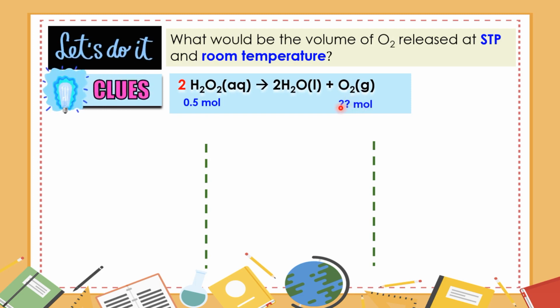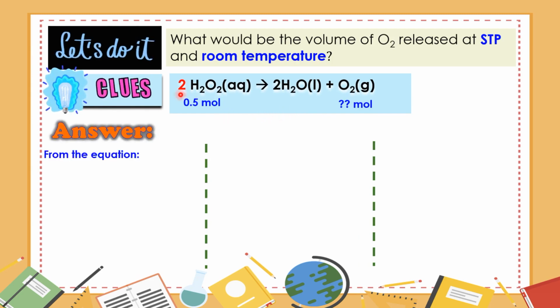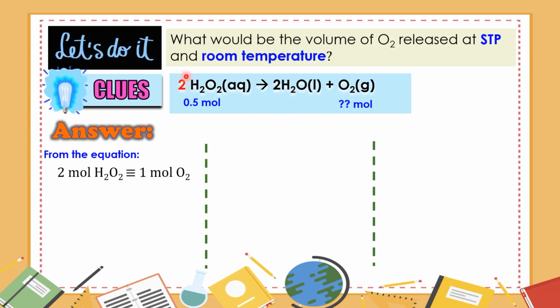How can we calculate the number of mole of oxygen gas released? You can use the stoichiometry method. Based on the equation, there are 2 mole of hydrogen peroxide that produce 1 mole of oxygen gas. So, you can write the stoichiometry like this: 2 mole peroxide is equivalent to 1 mole of oxygen. This stoichiometry comes from the equation.